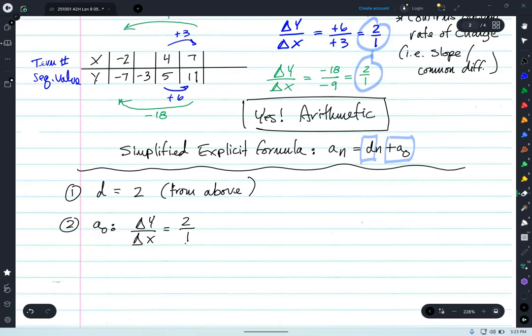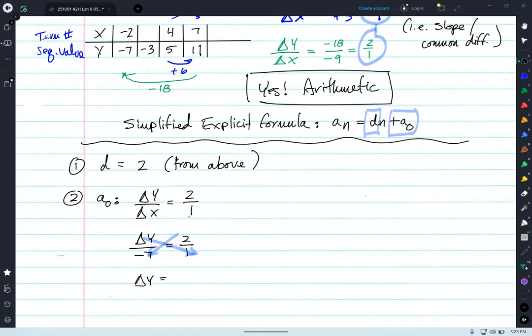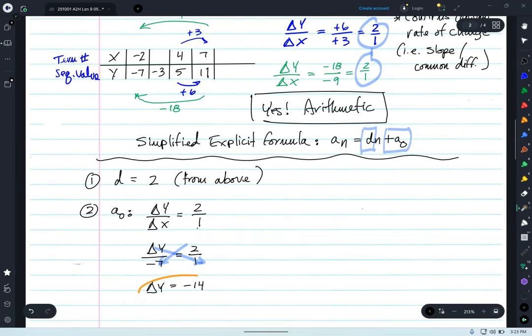So what I'm going to do is replace my change in x like this. I'm going to go change in y over down 7, that's my change in x, is equal to 2 over 1. Because now what I've done is I've created a proportion that I can solve using cross multiplication. I'm going to rewrite this so it's the other way around. So I'm going to do my change in y times 1. Well, that's just going to be the change in y. And then I'm going to do 2 times negative 7. So that's negative 14.